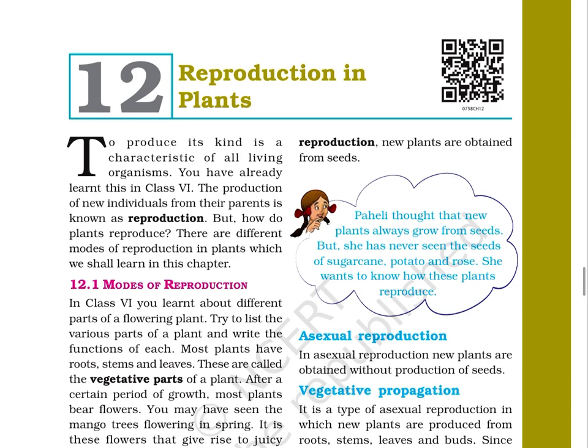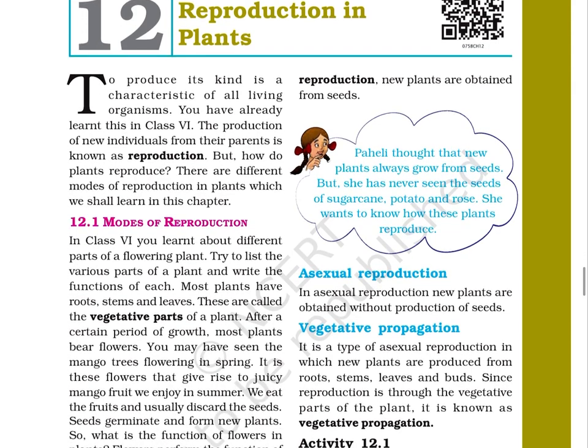To produce its kind is a characteristic of all living organisms. You have already learned this in class 6. The production of new individuals from their parents is known as reproduction. But how do plants reproduce? There are different modes of reproduction in plants, which we shall learn in this chapter.